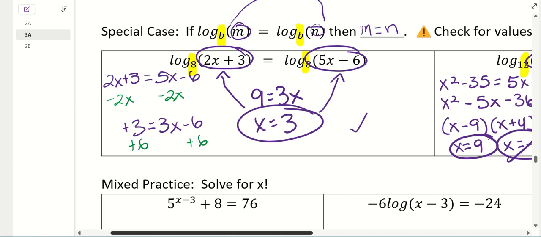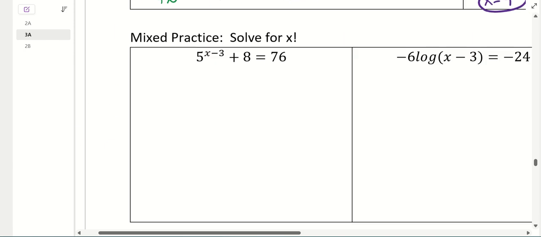So here are 3 problems for you to try. I want you to pause the video and try them, and then you can unpause the video and see them worked out and check your answers.